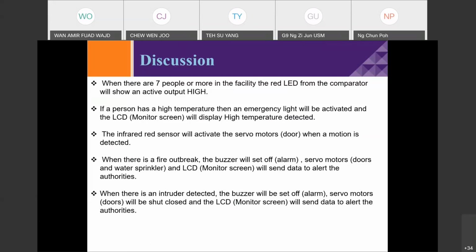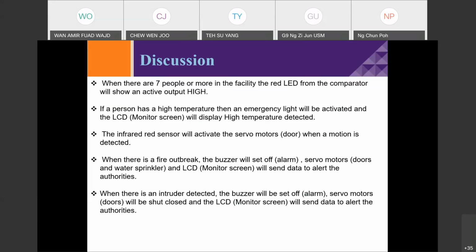The infrared sensors are used to activate the servo motors when a motion is detected. And when there is a fire outbreak, the following safety protocols will be activated. The first one being that the buzzer will be set off. Then the servo motors will automatically open to allow the people to escape in time. And then the water sprinkler will also be activated. And the LCD, which is the monitor screen, will then send the following information to the authorities so that they can come in time to put out the fire.